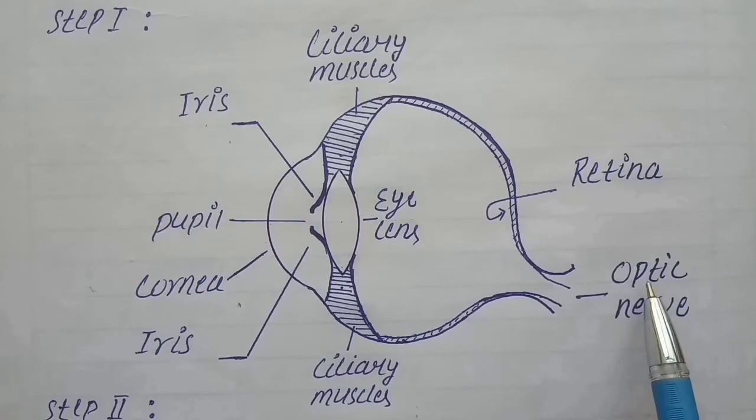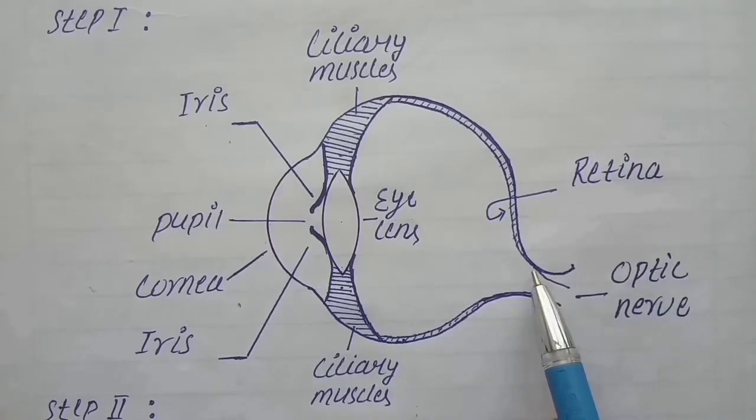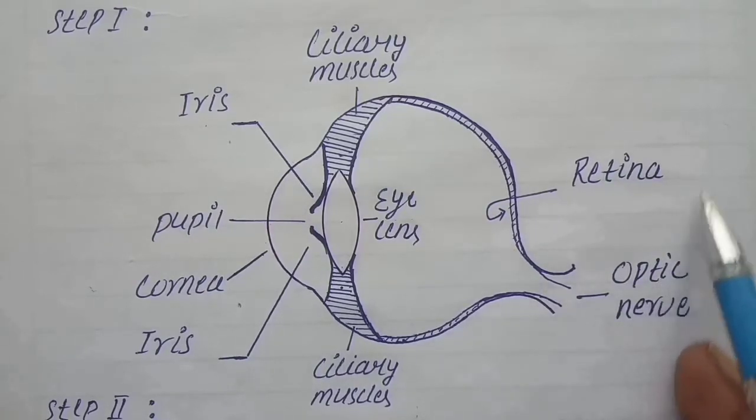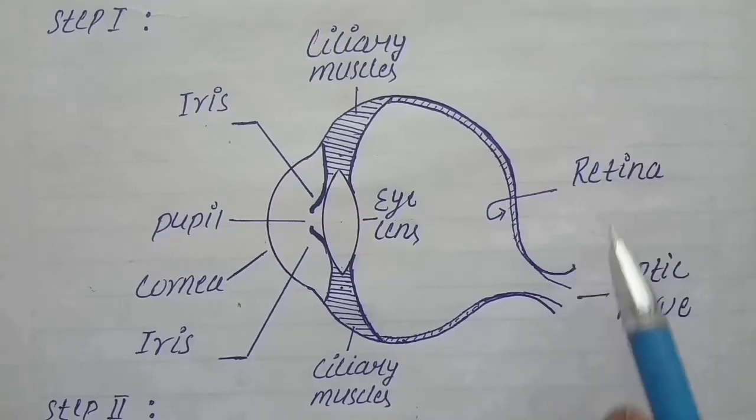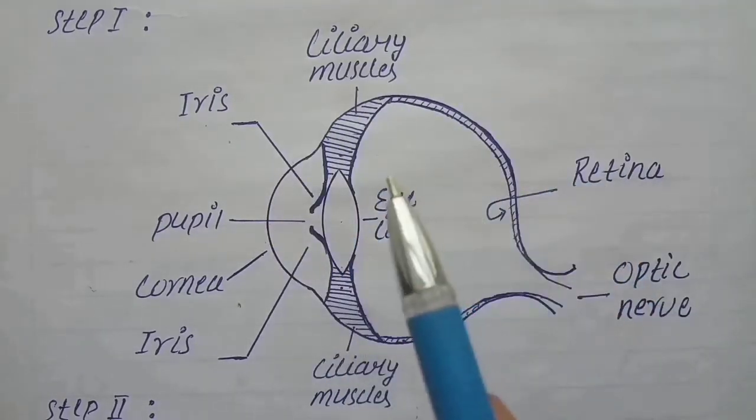Next is optic nerve. Optic nerve provides a passage to the signals which are sent to the brain by the retina. So these were the functions of different parts of the human eye.